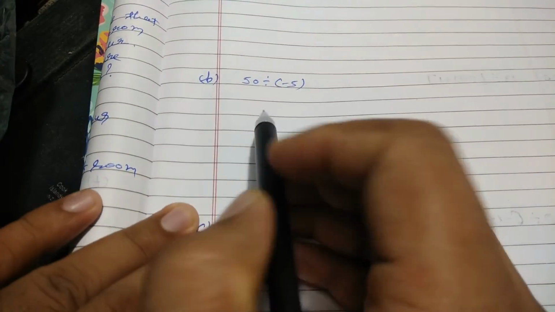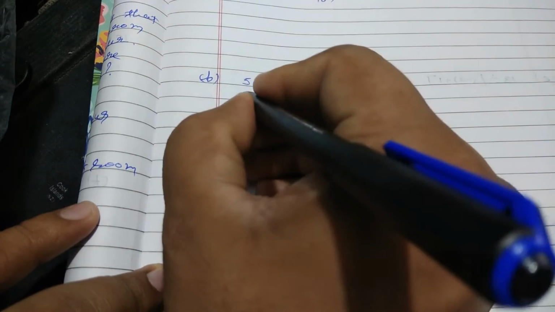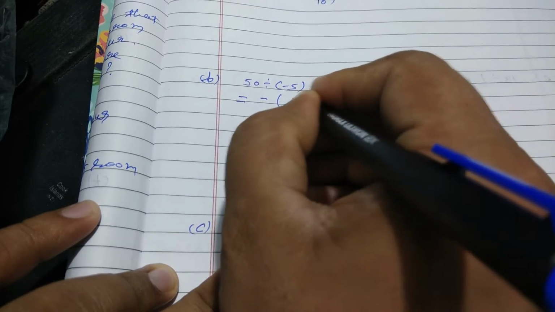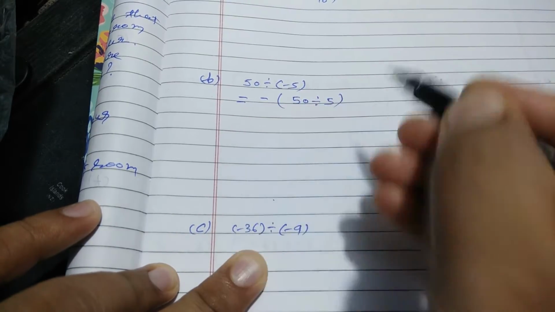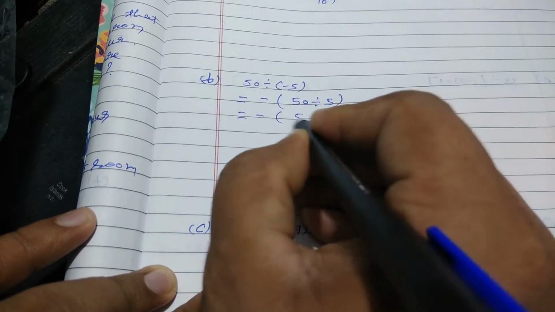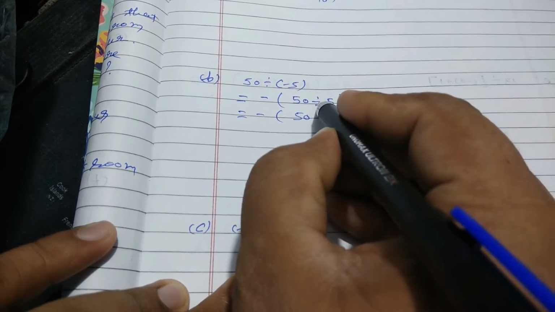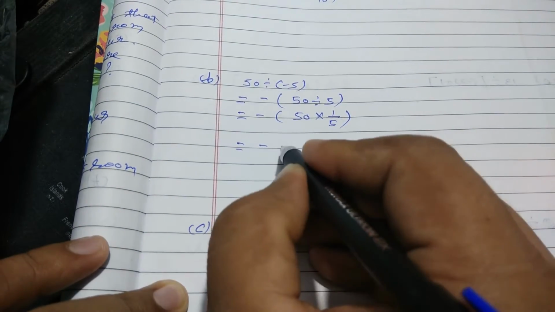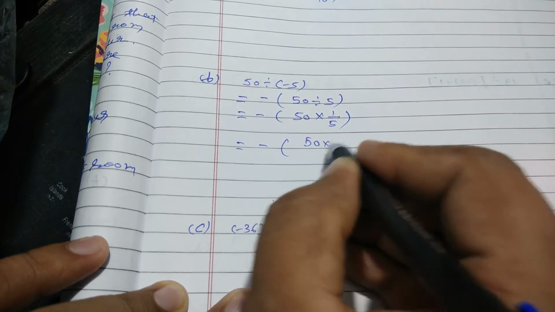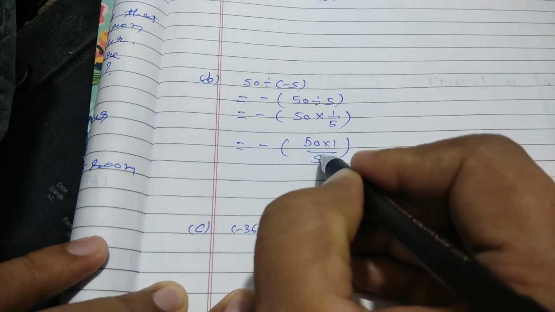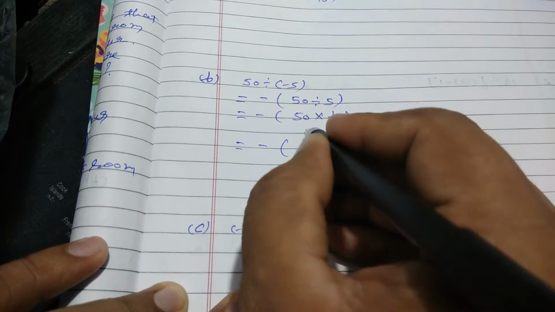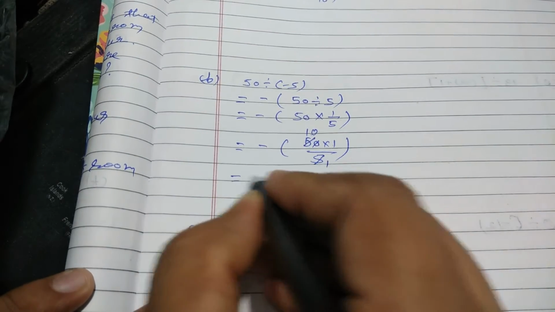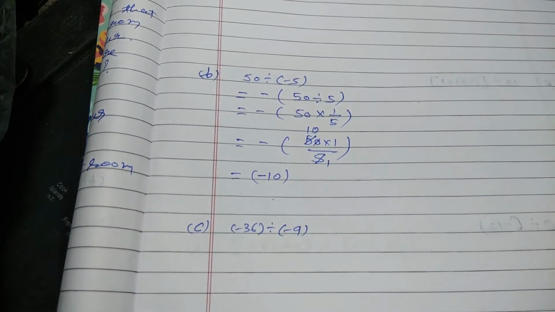Next B, 50 divided by minus 5. So that is equal to, this minus we can take out. So inside, 50 divided by 5, that is equal to minus 50. Then we will change this division to multiplication. We will get 1 upon 5. That is equal to minus 50 multiplied by 1 upon 5. So here 5 ones are 5, and here 5 tens are 50, and this 0 will come up. So the answer is 10 multiplied by 1, which is 10. So the answer is minus 10.